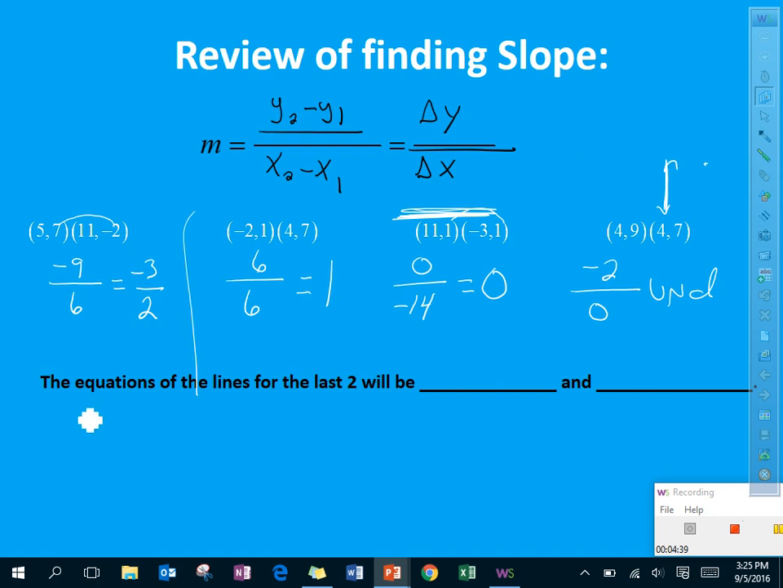And then I just slipped this in. The equations of the lines for the last two will be, if I did this equation, since it's horizontal, I know it's going to run like this. Means it's going to cut through the y-axis. I know this equation is going to be y equal, in this case, 1.